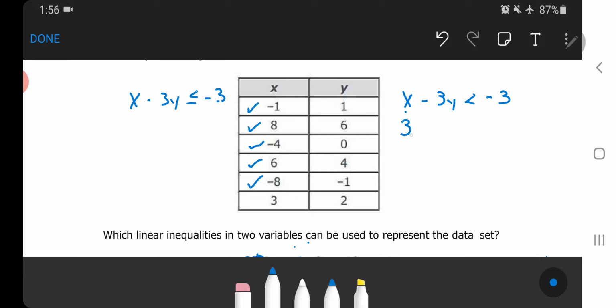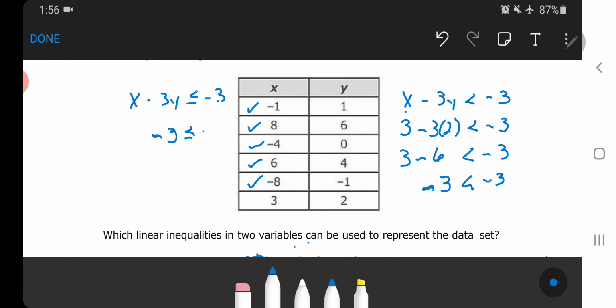Alright, so we got 3 minus 3 times 2 is less than negative 3. So 3, well, negative 3 times 2 is negative 6. And 3 minus 6 is negative 3. So is negative 3 less than negative 3? No. Does not make a true statement. But negative 3 is less than or equal to negative 3. That is a true statement.